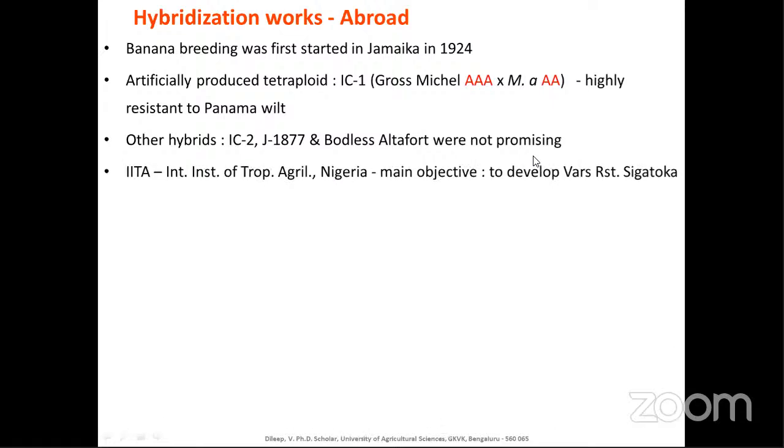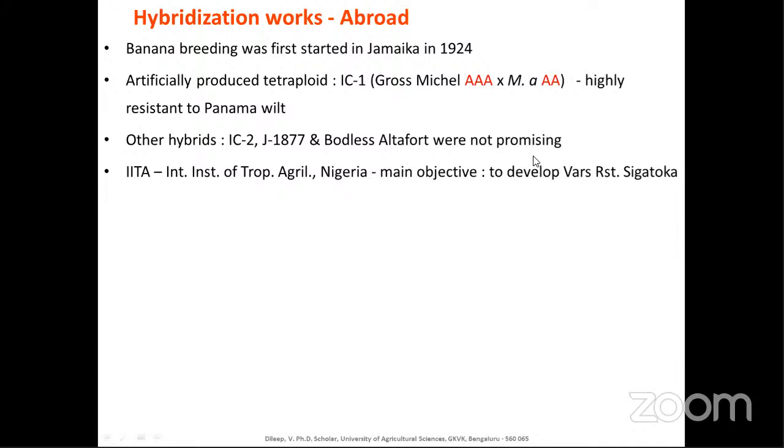So IITA, that is International Institute of Tropical Agriculture, it is present in Nigeria. It has also started breeding work with the main objective to develop varieties resistant to Sigatoka. Sigatoka is one of the deadliest and devastating diseases. Even now, the Sigatoka and the Ralstonia solanacearum race 4, those are the ones which are a very big threat actually.